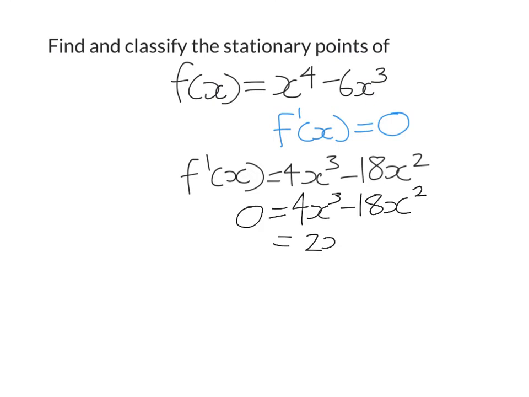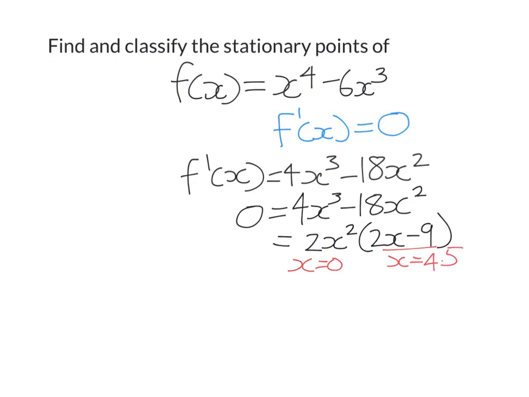We just take out the highest common factor, which is 2x squared, leaving 2x minus 9. So either the first thing is equal to 0, so that would mean x is equal to 0, or the second thing is equal to 0, in which case x is 4.5.